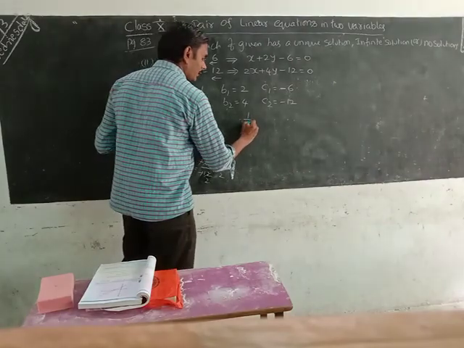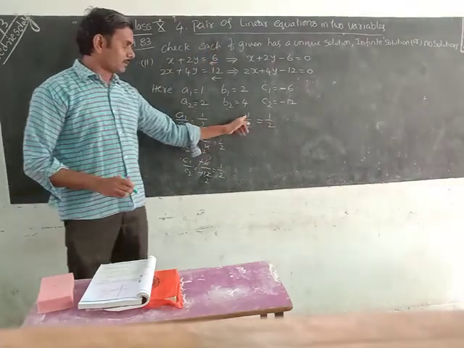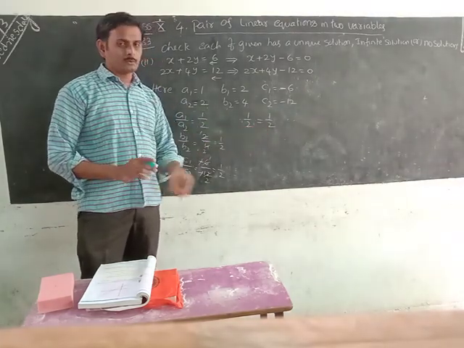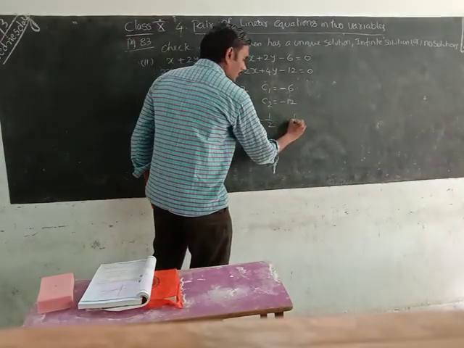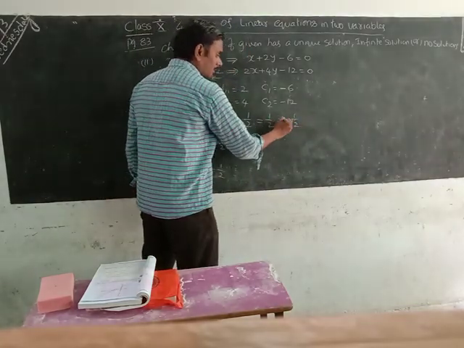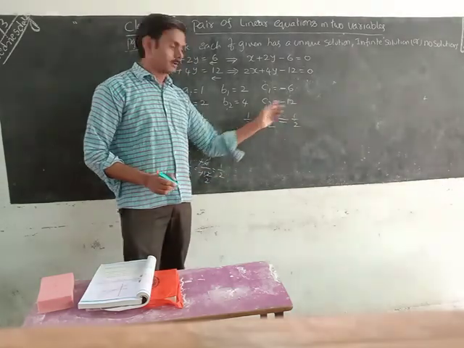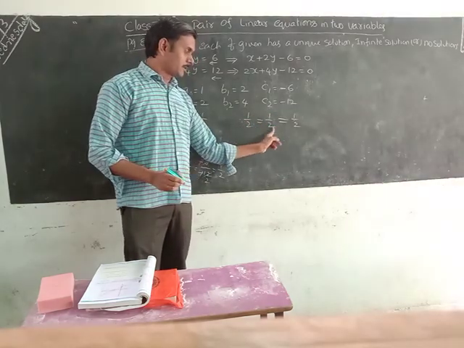1 by 2 equal to 1 by 2. Both are equal. A1 by A2, B1 by B2 are equal. Go for the third. What is the third one? Third one also 1 by 2. That means A1 by A2, B1 by B2, C1 by C2 all are equal. Here 1, 1, 1 and 2, 2, 2.